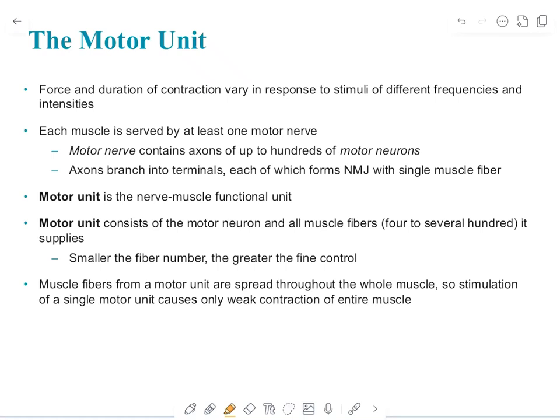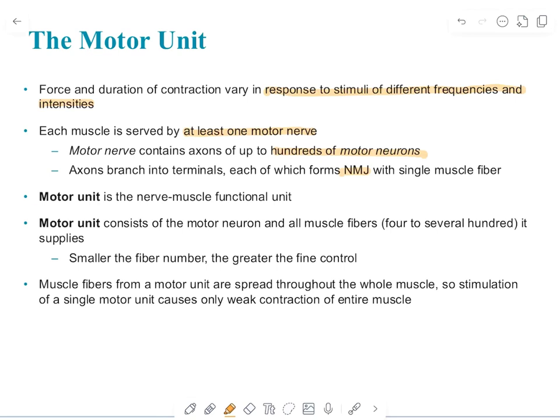The force and duration of contraction can definitely vary in response to the stimuli of different frequencies and intensities. So each muscle, as you know now, is served by at least one motor nerve. This motor nerve contains axons of up to hundreds of motor neurons, and the axons continue to branch, and each of which forms a neuromuscular junction with a single muscle fiber. So this leads us to what a motor unit is.